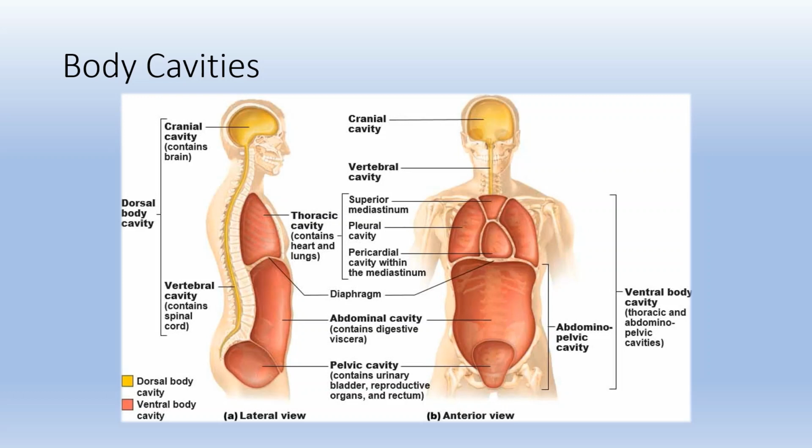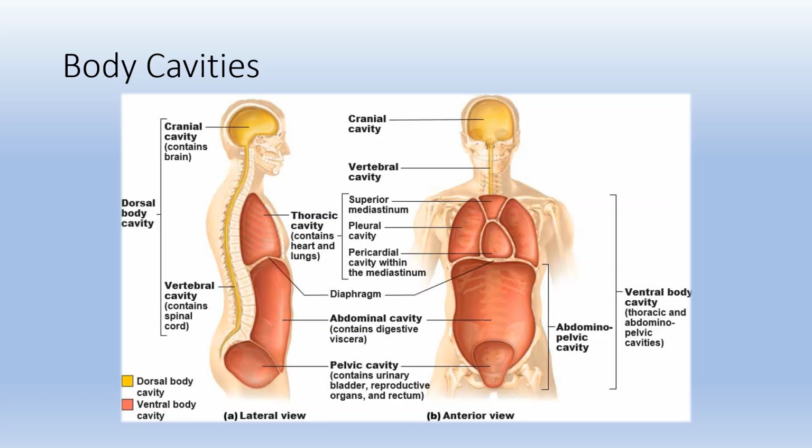The ventral body cavity can also be divided into 2 major cavities. The more superior part, or the part of the ventral body cavity that is towards the head, is known as the thoracic cavity. Inferior to the thoracic cavity, or below the thoracic cavity, we find the abdominopelvic cavity. The thoracic and abdominopelvic cavities are separated from each other by a thin sheet of muscle known as the diaphragm.